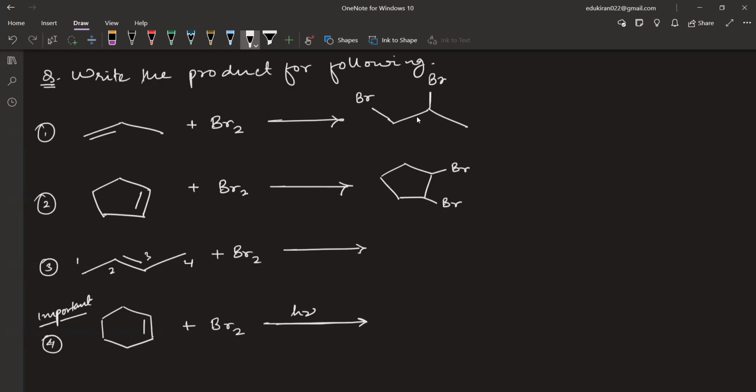Also, one more thing that you can do is you can map the 1, 2, 3, 4. So many people do it like this. They write the complete molecule as 1, 2, 3, 4. So you draw all the 1, 2, 3, and 4. So you saw that the second and third carbon are getting bonds broken, and here only we are going to add Br.